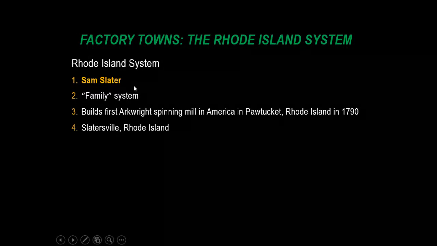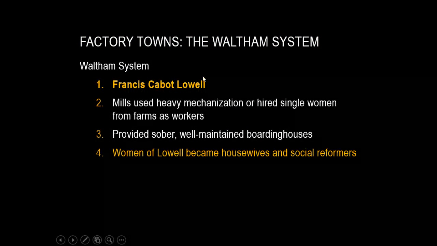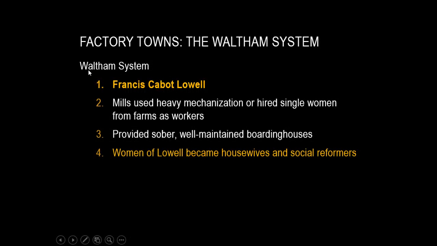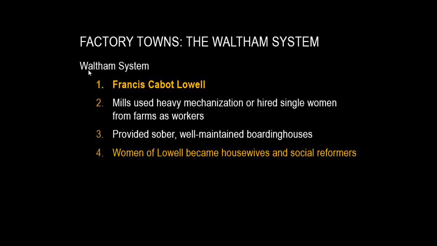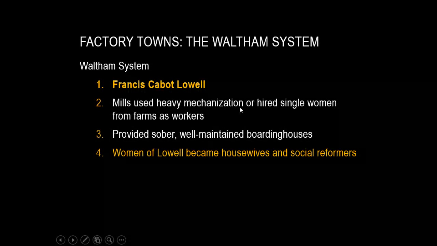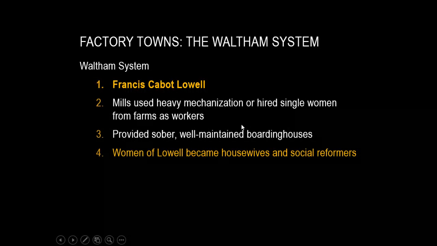All right, so one thing that you guys have to know is the Rhode Island system. This is the father, Samuel Slater, spinning mill, Pawtucket, and so on. I want to talk more about this guy, Francis Cabot Lowell, who you guys should know. This is in Massachusetts, not actually far from where the Battle of Lexington and Concord was. In the first part of the 1800s, he used mechanization, and he hired single women from farmers as workers in order to operate these.